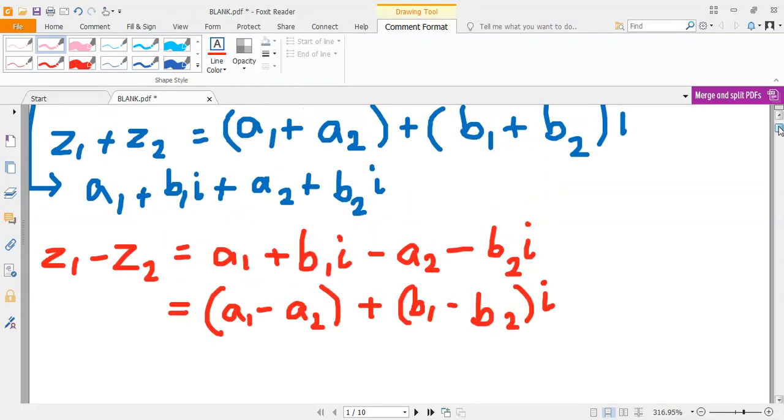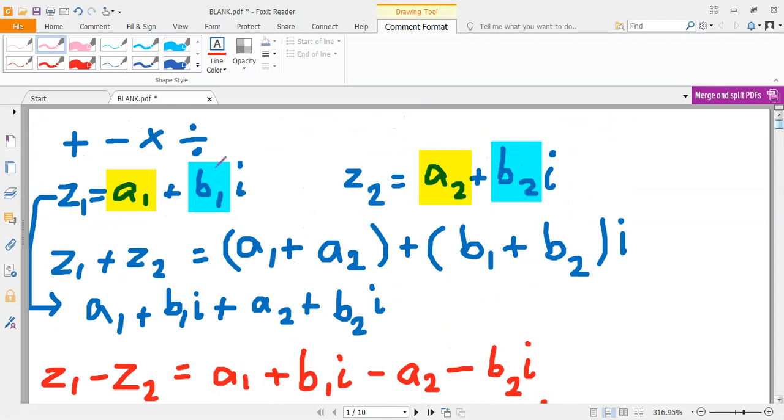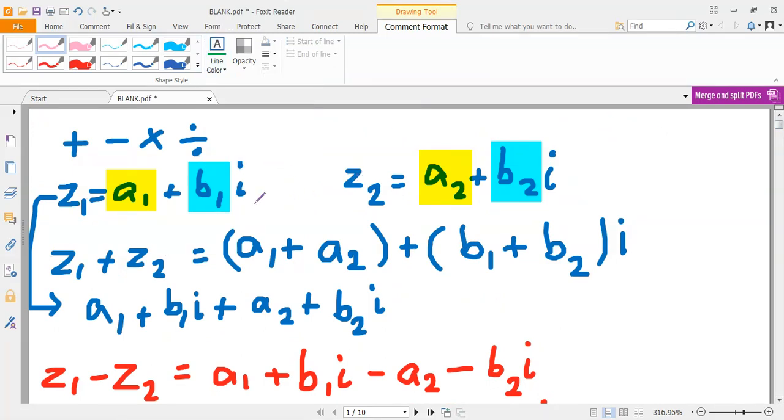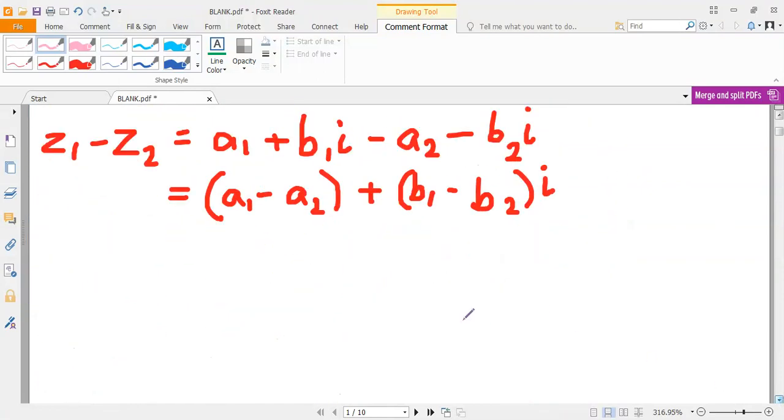So let's go with the same complex numbers that we decided. Let's take a different color to make things interesting. The first complex number will be z1 equals a1 plus b1i, and z2 will be a2 plus b2i. So these are the two complex numbers that we'll be taking into consideration. And when we talk about multiplication, we'll try to find out z1 times z2.